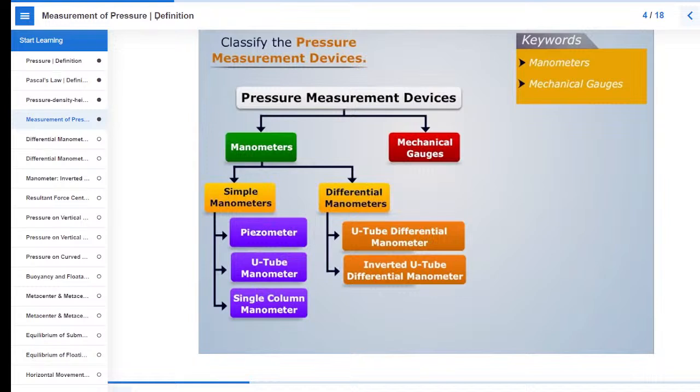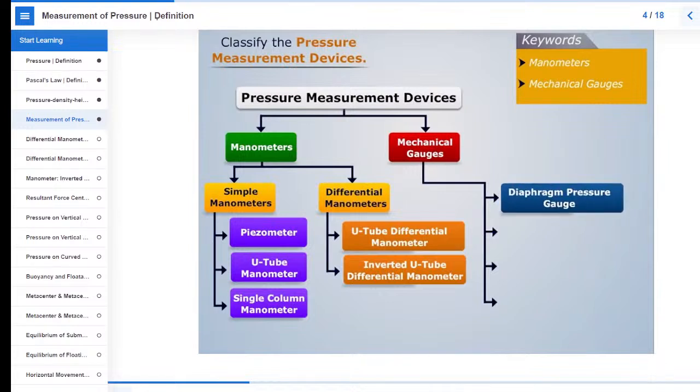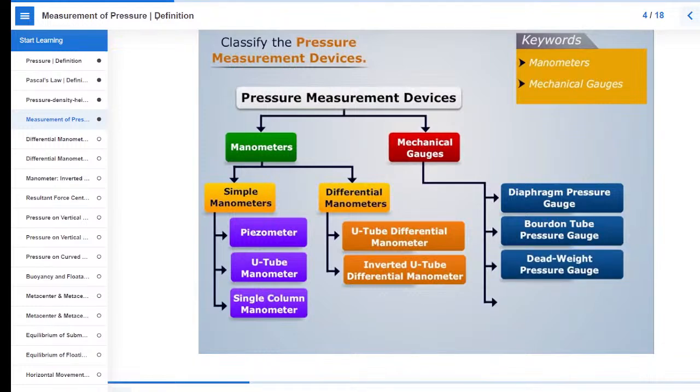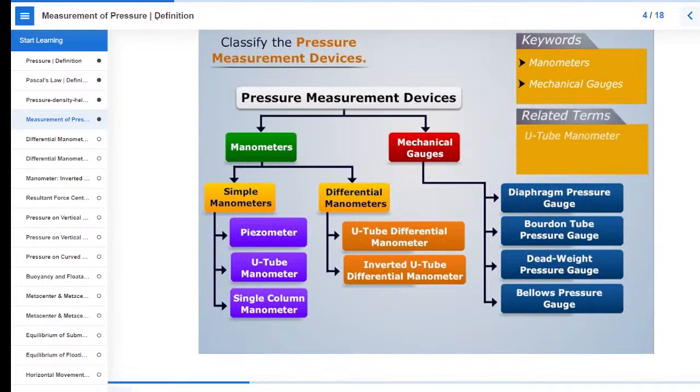The mechanical gauges are divided into diaphragm pressure gauge, Bourdon tube pressure gauge, dead weight pressure gauge, bellows pressure gauge. The related terms are U-tube manometer and differential manometer.